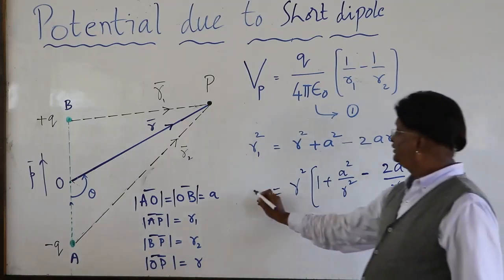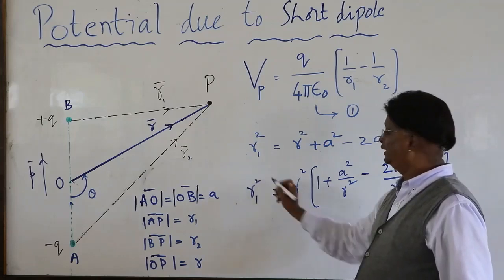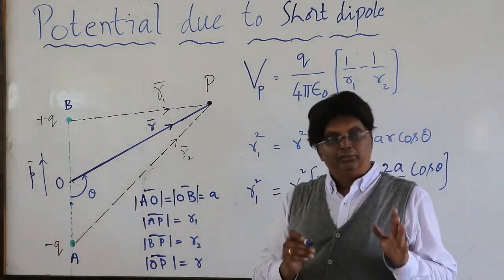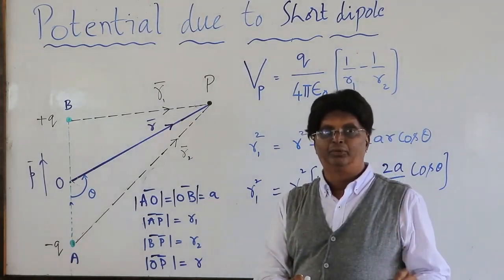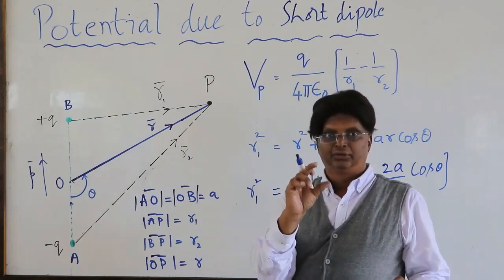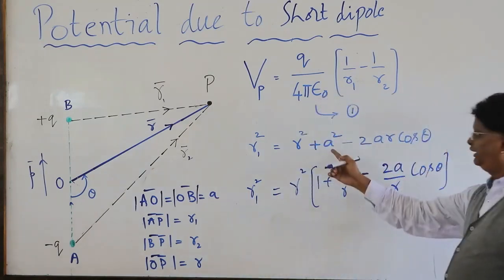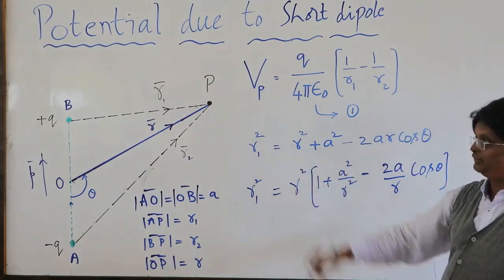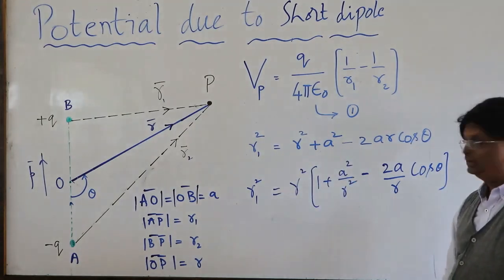Right? We are writing it for R1 square. Now here comes the case of short dipole. Earlier we said that for a short dipole, the condition is small a, which is the half length. Whenever you are using this term a here, this is not the dipole length. This is the half length of the dipole, because we have taken 2a as the dipole length.